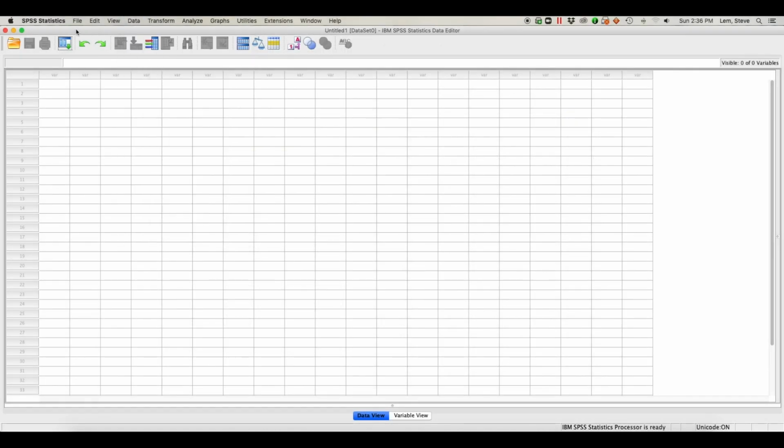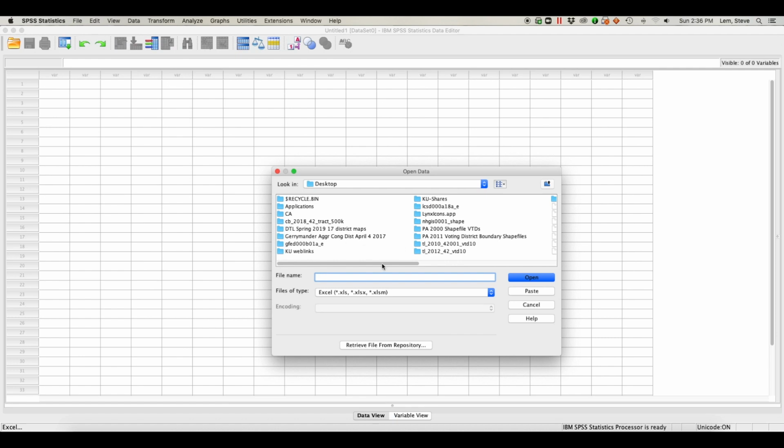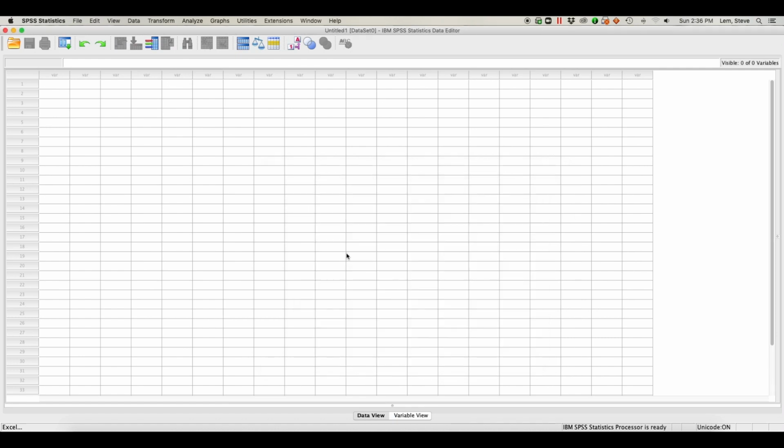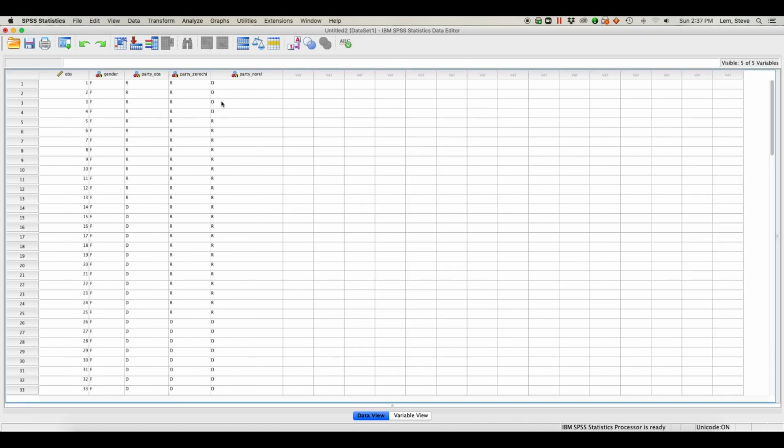All right, so here we're going to demo how we get chi-squared in SPSS. So I have the SPSS browser open. I'm going to import some Excel data that I've already created that kind of go along with the example we were using earlier in the video. Okay, so here we have our data open.